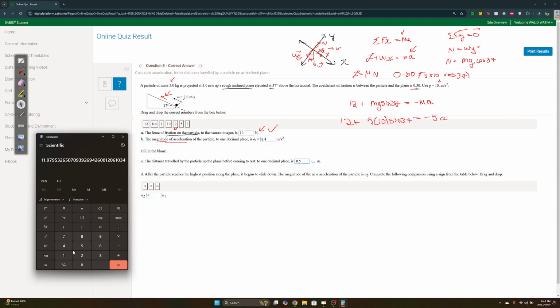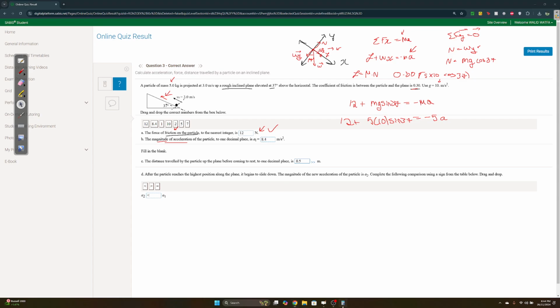So let's do this. 12 plus 50 sine 37, and then divided by negative 5. Okay, nice. 42 divided by 5. Okay, 8.4. Yeah, 8.4. Sorry for the calculator. I'm just solving these. You know how to solve.